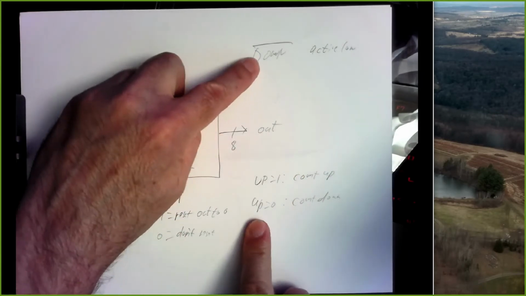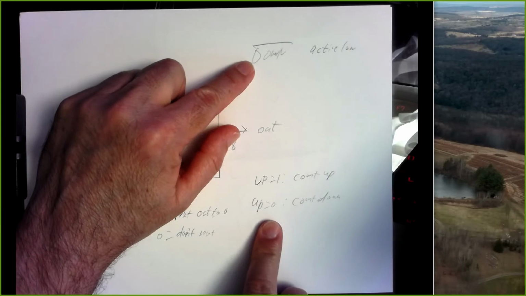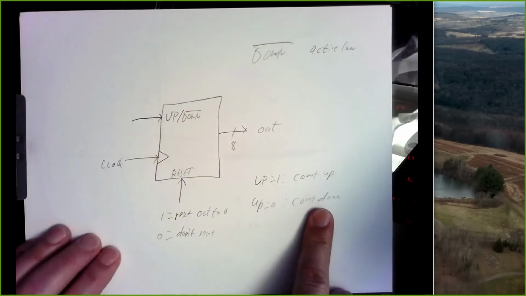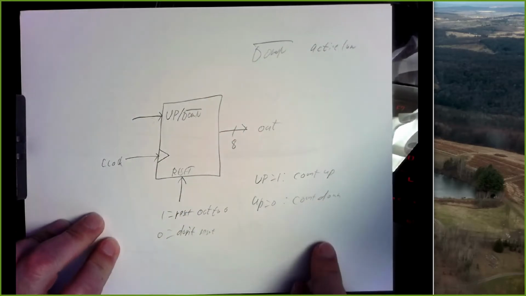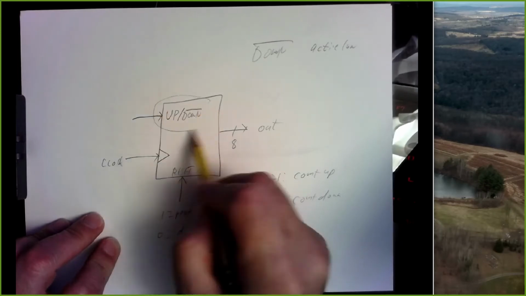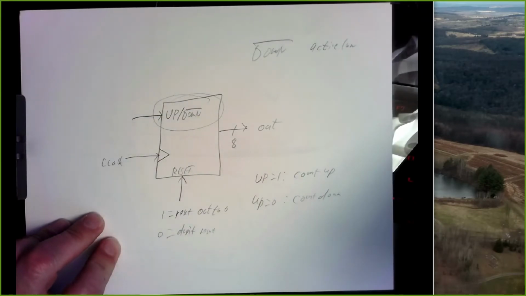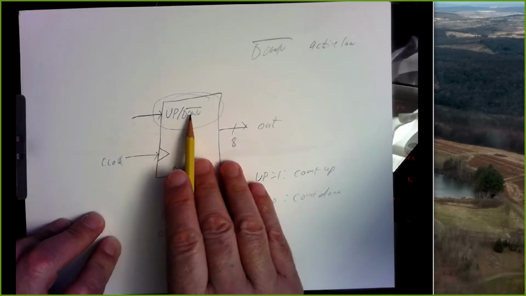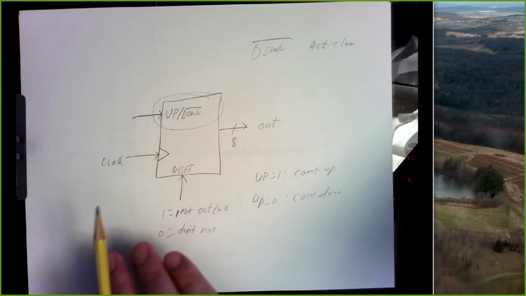If the down bar input is a 0, then not down is false, which means down is true, so this is counting down. And sometimes if the people making the data sheet are really kind, you'll see both of these. And it tells you explicitly, once you know how to read it, hey, if this is a 1, it's going to be an up counter. If it's a 0, it's going to be a down counter.